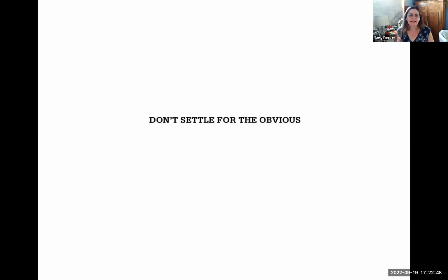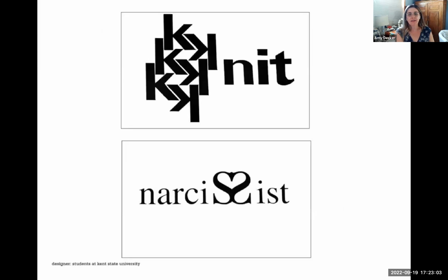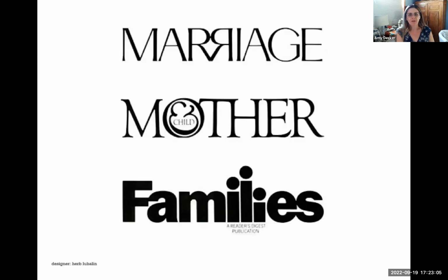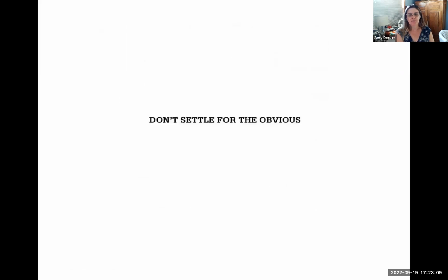The key is not settling for the obvious and making sure that you're thinking about how simple these things can be. The idea is simplicity gets you much further. You notice none of these are highly illustrative, and they're all using only type. There's no other elements of illustration in these. These are just type.